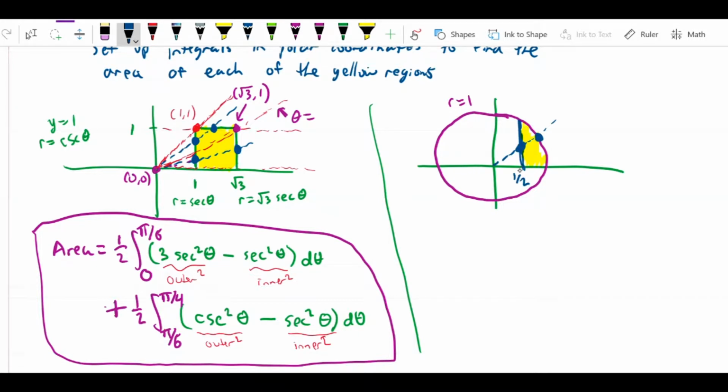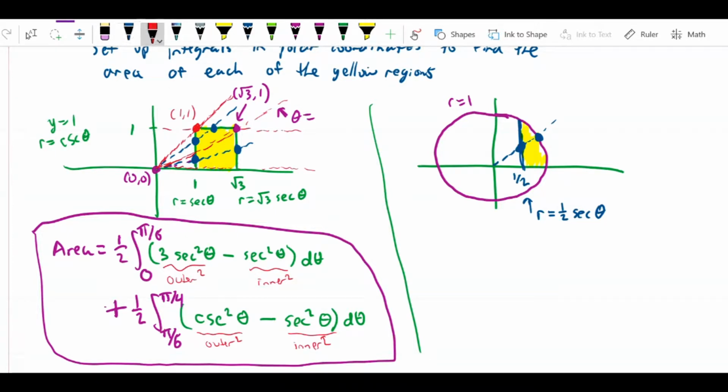So what's the blue curve? It appears to be just a vertical line passing through 1/2. So I'll draw it down here. That's just going to be r equals 1/2 secant theta. We know that's how we write a vertical line in polar coordinates. So what we're looking for is to integrate.